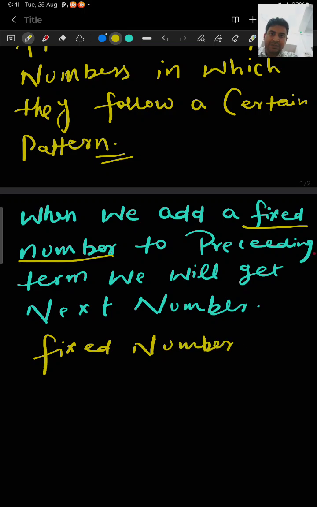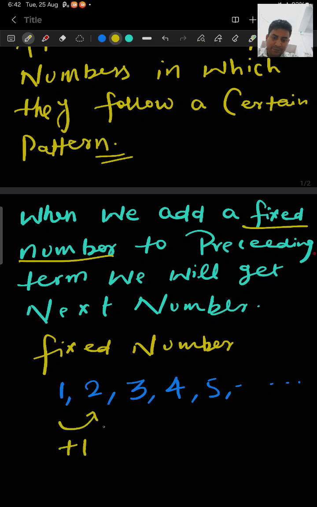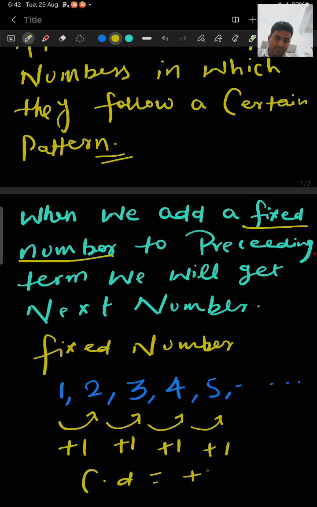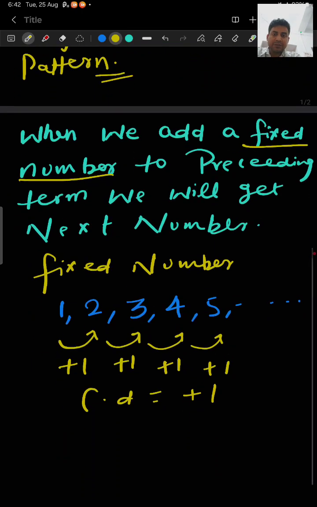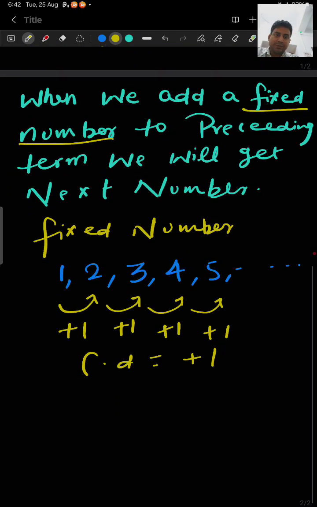Like natural numbers are also in arithmetic progression, meaning 1, 2, 3, 4, 5. Here we can see a certain pattern, plus 1, then plus 1, then plus 1, plus 1. Okay, then here the common difference, CD, is plus 1. Okay, good.